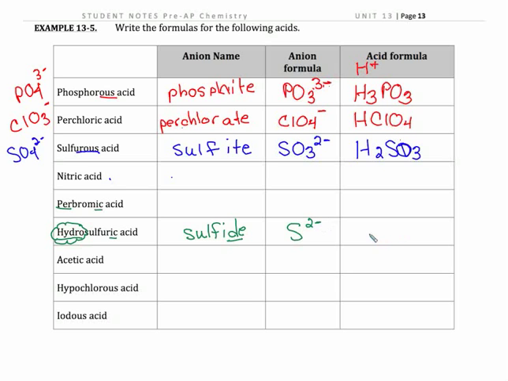Sulfide is the single element anion, 2 negative. I need 2 positive hydrogens to charge balance the 2 negatives on the sulfur.